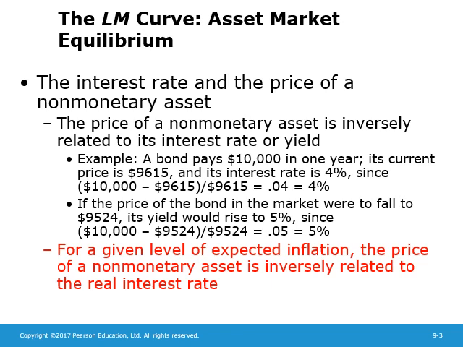For a given level of expected inflation, the price of a non-monetary asset is inversely related to the real interest rate. Here is the non-monetary asset. We will always refer to bonds as the main, famous example of non-monetary assets. When the price of this bond declines, the interest rate on it will increase.